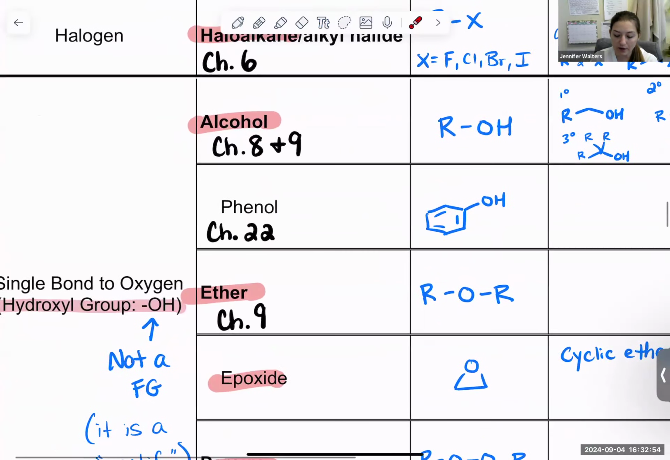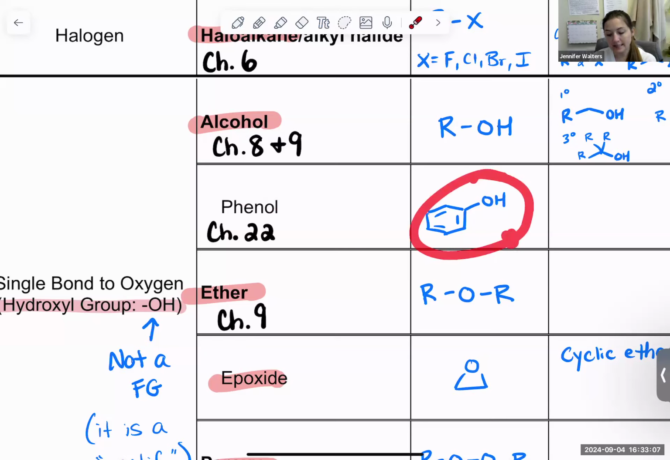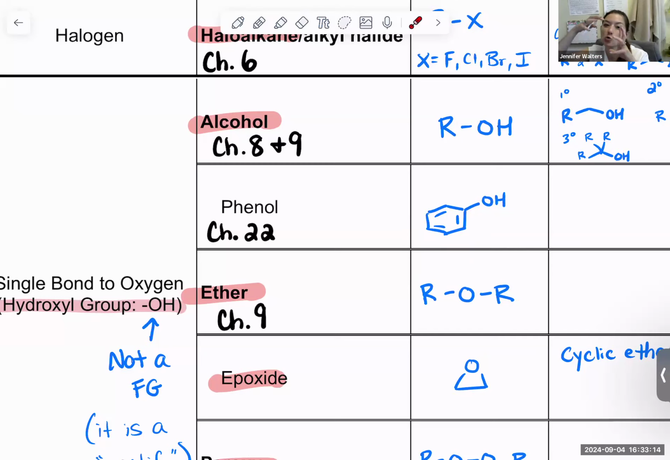A special type of alcohol is going to be the phenol. It is phenol: benzene with an alcohol attached to it. It is this structure. This is a specific combination of functional groups that it becomes its own functional group. It has its own unique reactivity. So phenol is its own functional group, where it is specifically made up of benzene with an alcohol attached to it.